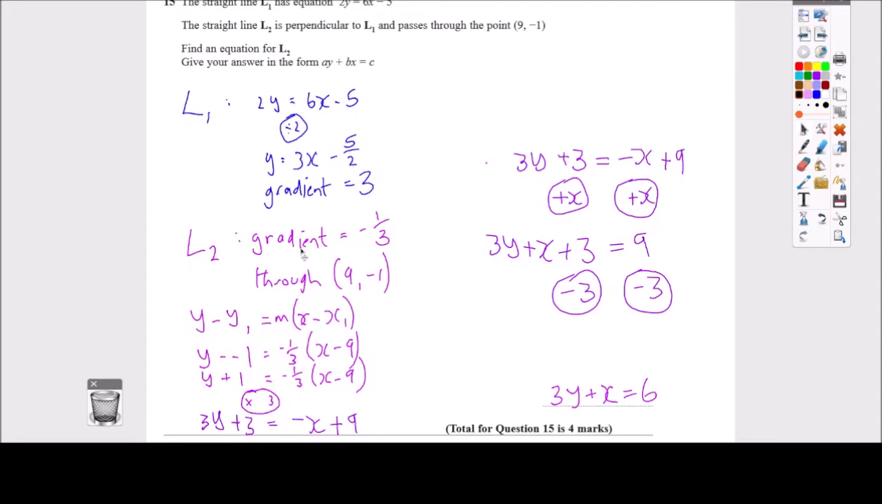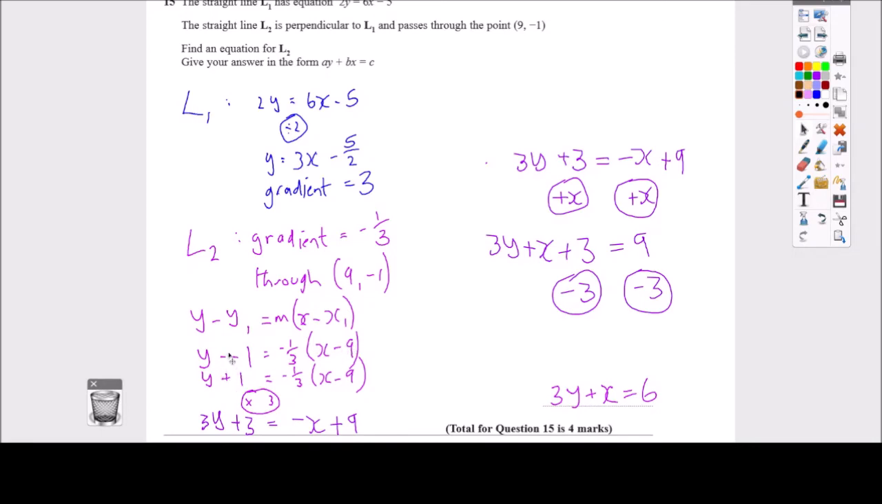Now, the gradient of a perpendicular line is therefore minus a third. Now, how did we do that? We flipped it over and changed the sign. So 3 is effectively 3 over 1. So we flip that over to get 1 over 3 and change the sign, so it's minus 1 over 3. More formally, the gradient 3 times minus a third would give you minus 1. So the gradient is minus a third. So now that we know a gradient and a point, we can substitute this information into the y minus y1 formula. So y minus minus 1 equals minus a third, x minus 9.